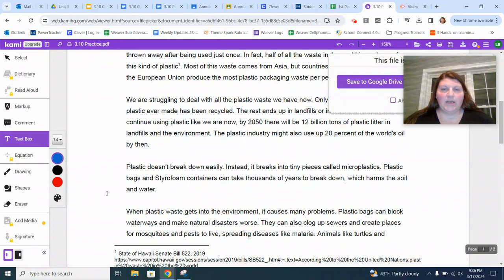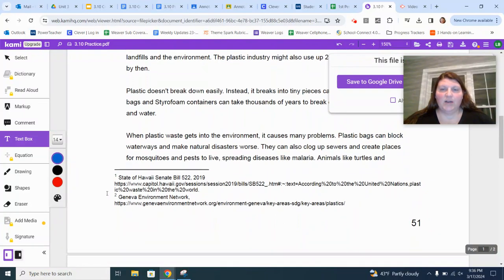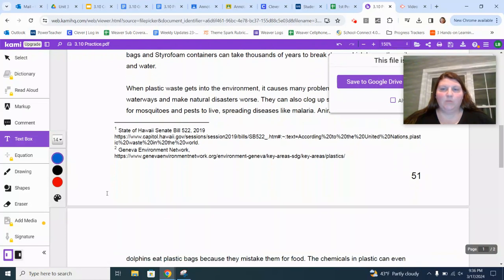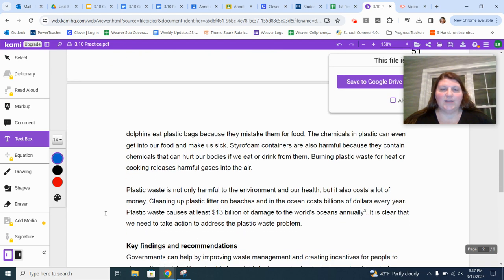Plastic doesn't break down easily. Instead, it breaks into tiny pieces called microplastics. Plastic bags and styrofoam containers can take thousands of years to break down, which harms the soil and water. When plastic waste gets into the environment, it causes many problems. Plastic bags can block waterways and make natural disasters worse. They can also clog up sewers and create places for mosquitoes and pests to live, spreading diseases like malaria. Animals like turtles and dolphins eat plastic bags because they mistake them for food. The chemicals in plastic can even get into our food and make us sick. Styrofoam containers are also harmful because they contain chemicals that can hurt our bodies if we eat or drink from them. Burning plastic waste for heat or cooking releases harmful gases into the air.